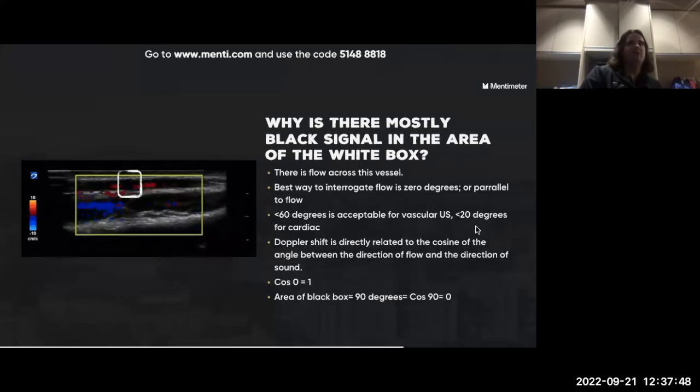And in cardiac ultrasound, generally less than 20 degrees is acceptable. Any greater than that, it becomes less reliable. But the Doppler shift is directly related to the cosine of the angle between the direction of flow and the direction of sound. So a cosine of 0, that's 0 degrees between your interrogation angle and flow, equals 1. That means your calculated shift is the full calculated value. But if you're 90 degrees, interrogating this way and flow is this way, cosine of 90 is 0.